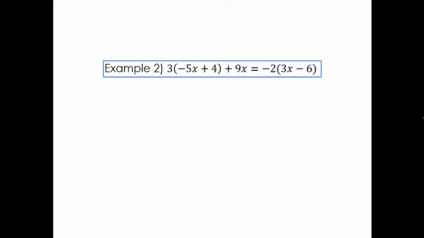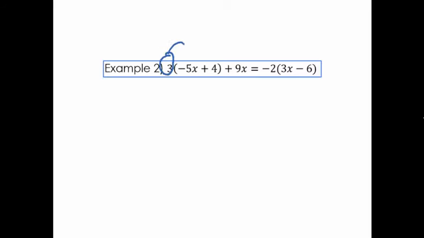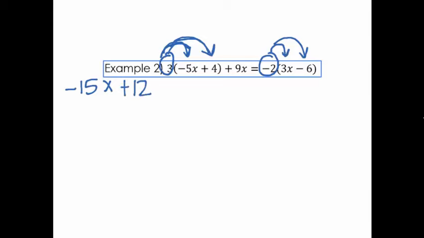So you should have realized that your first step was distribution. So I'm going to take my 3 and distribute it through the first set of parentheses here on the left. And I'm going to take the negative 2 and distribute it through on the right set of parentheses. When I start with the 3, I get 3 times negative 5. That gives me negative 15x. And then 3 times 4 is going to give me a positive 12. And then I'm just going to write my 9x and my plus sign the way that I see it.